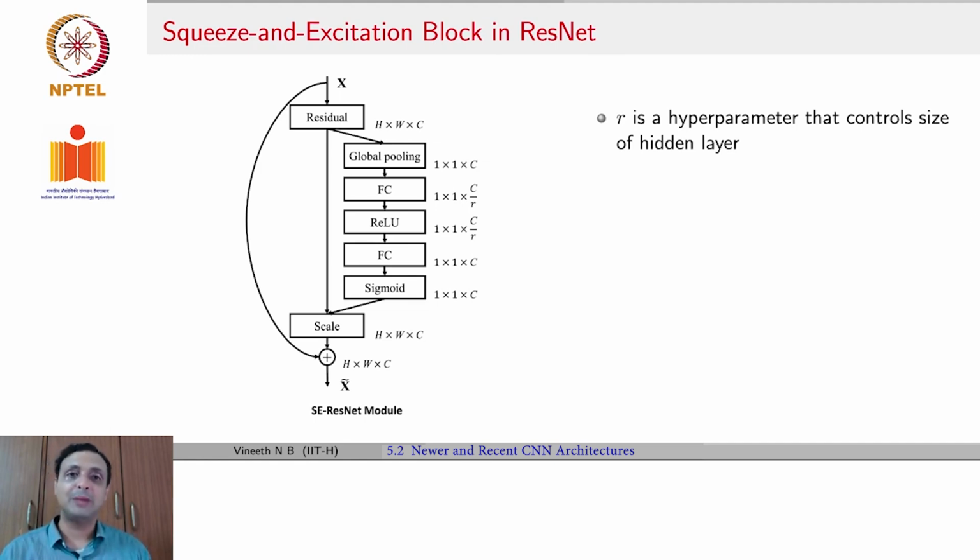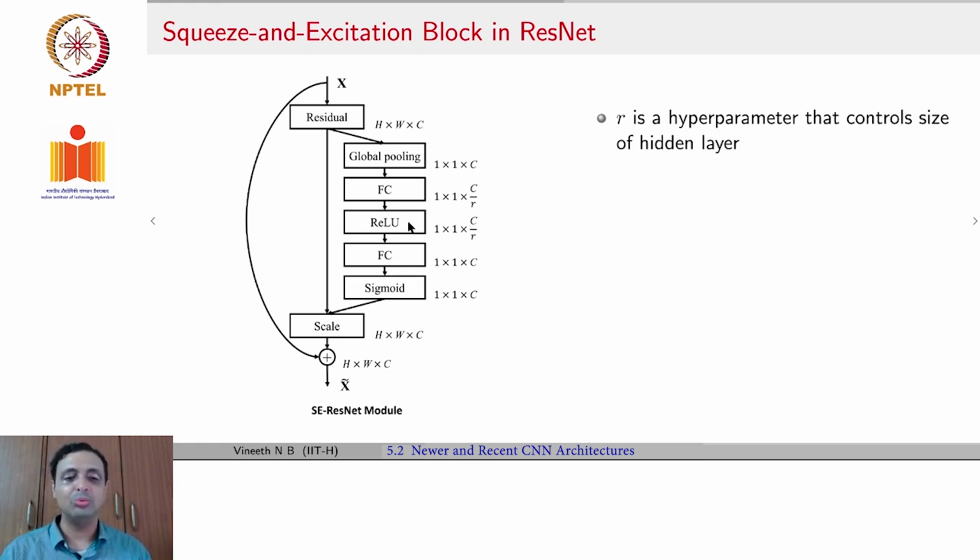The SE block can also be placed inside a ResNet the way you see in this visual. So you have a residual block and then you take it through a new SE block that's embedded inside the ResNet. In this case, the output of a residual block is h cross w cross c. The first step is global average pooling and the size becomes 1 cross 1 cross c. Now using a fully connected layer, you reduce the size to 1 cross 1 cross c by r. Remember, bottleneck layer, you try to reduce the number of computations. It's the same idea here, where r is a hyperparameter that controls the size of that hidden layer.